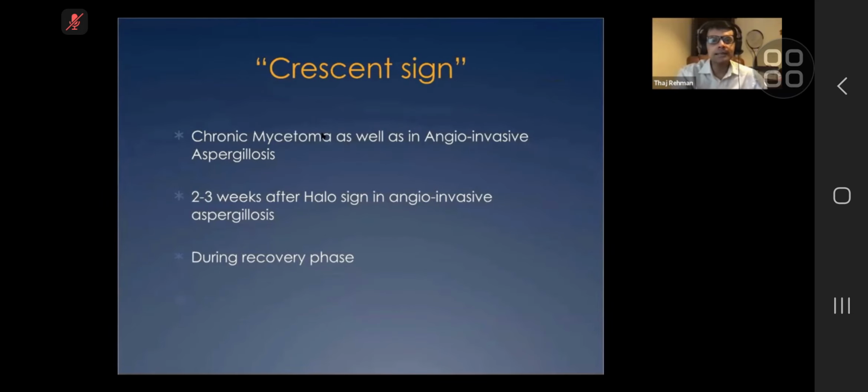So crescent sign can happen in chronic fungal ball as well as in angio-invasive aspergillosis. In angio-invasive aspergillosis, it happens 2 to 3 weeks after the halo sign during the recovery phase.